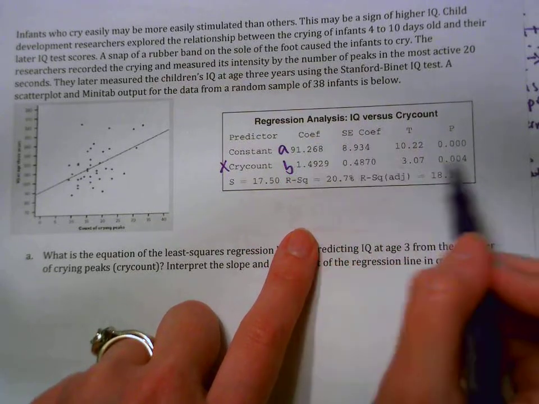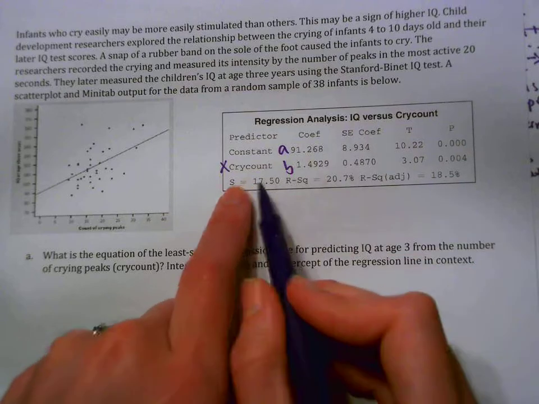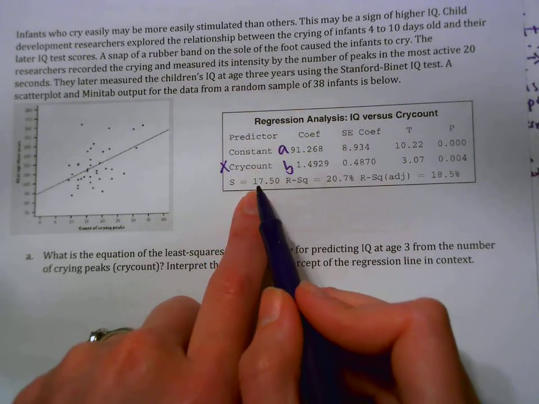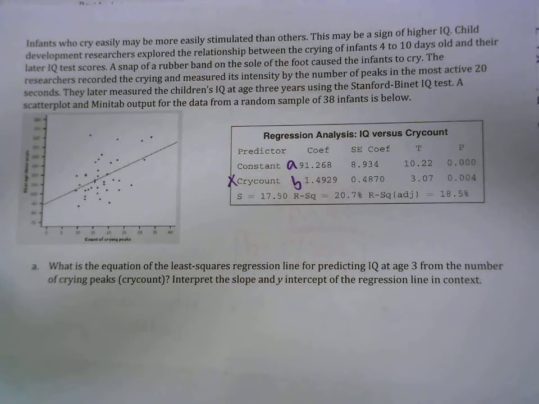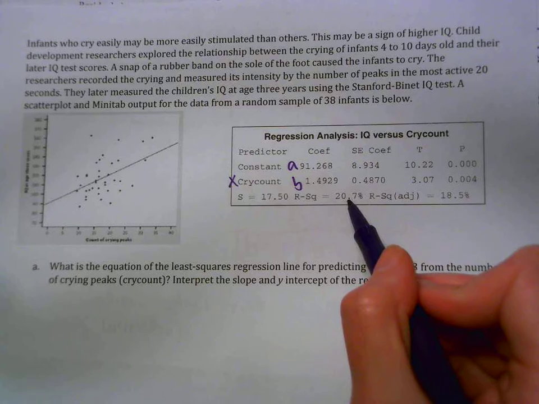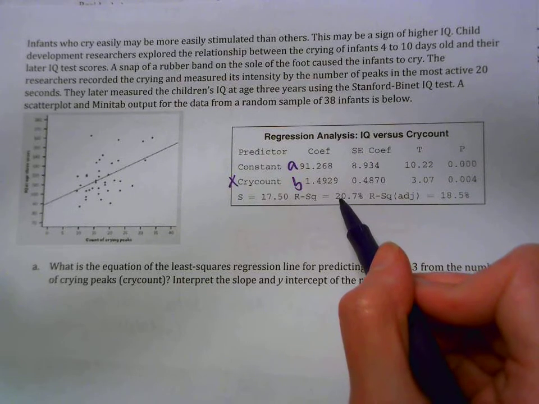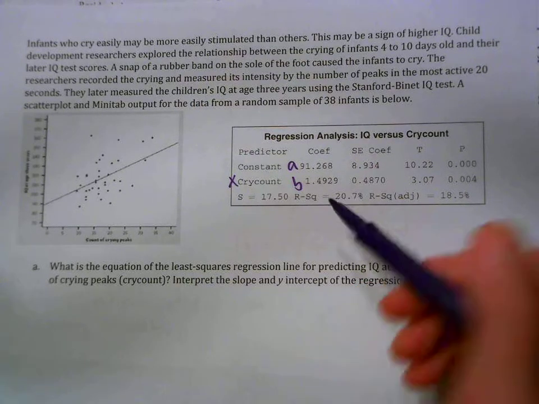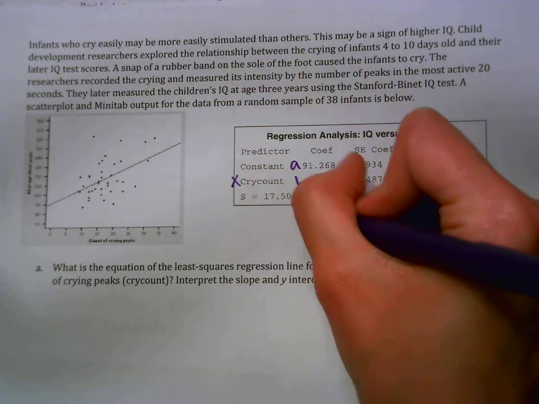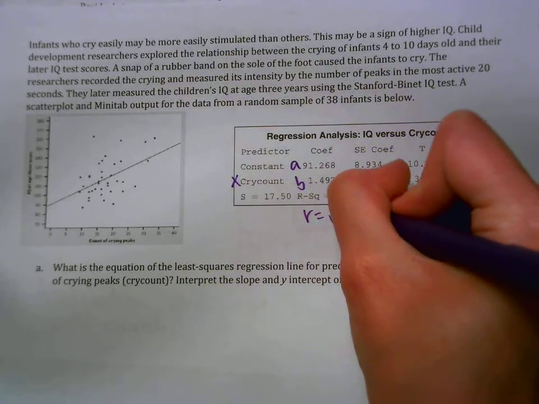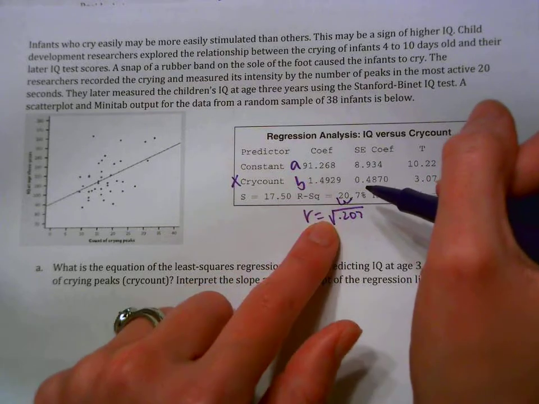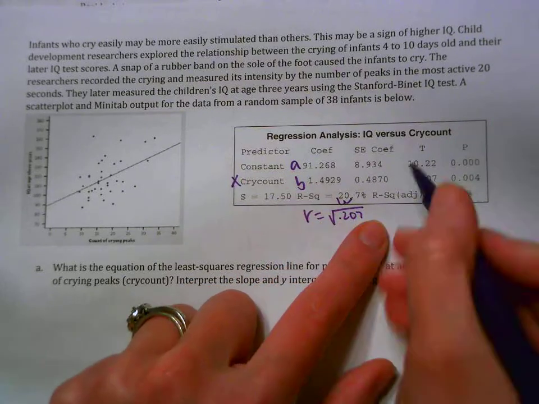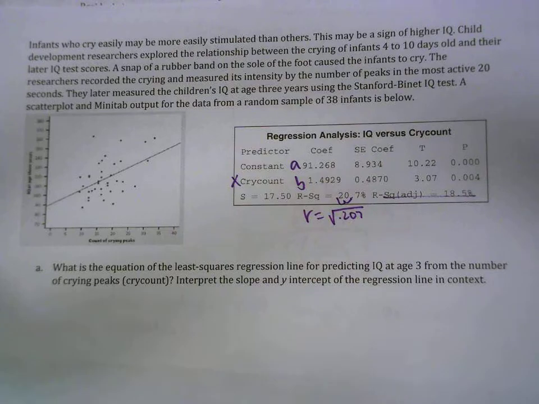You shouldn't really need this stuff. This is your S, which we just said is the average amount that the observed differs from the predicted. Here you have your R squared, so you can square root that, or change it to a decimal, and then that R would equal the square root of 0.207, and then you would check the slope here is positive, so your R is positive. You don't use R squared adjusted.